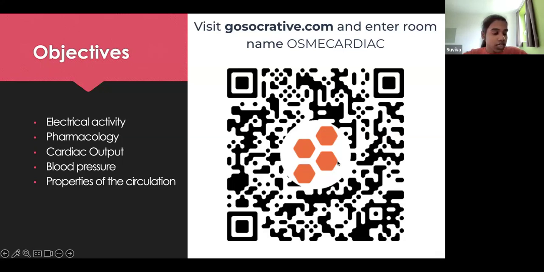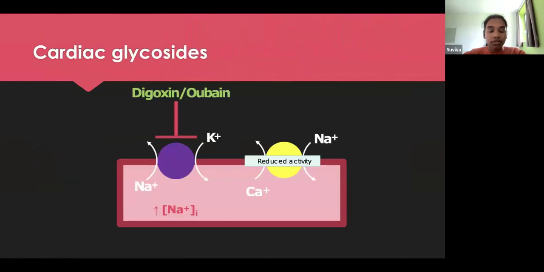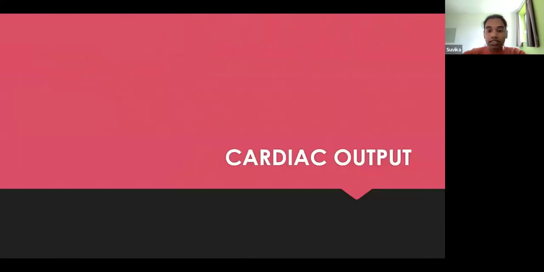Okay, so far, cardiac output is in the lead, followed by blood pressure, circulation, and electrical activity. So it seems like pharmacology is all right for you guys. Okay, so I'll start off with cardiac output because that's what you guys are finding most difficult. So just bear with me whilst I go through all these slides.